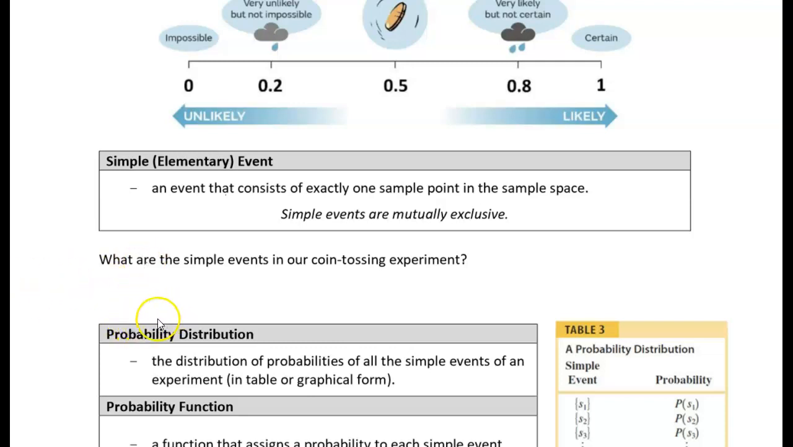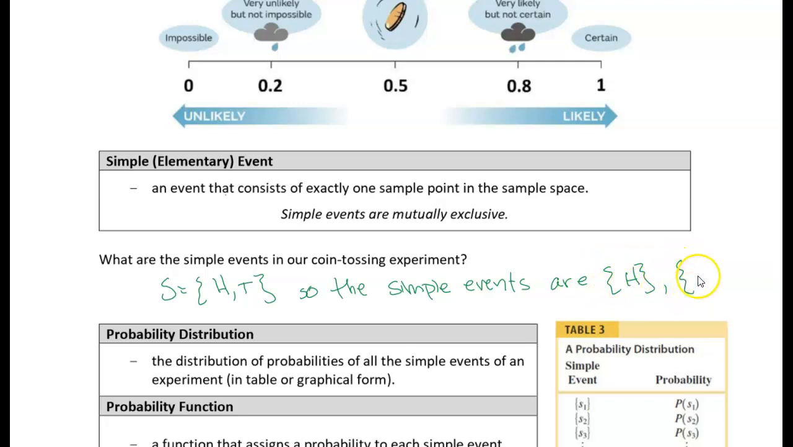What are the simple events in our coin tossing experiment? So if you recall, I can just write this again. Our sample space is heads and tails. So the simple events are heads, the single event of getting heads, and the other simple event would just be tails. Those are the two single event subsets of our sample space.